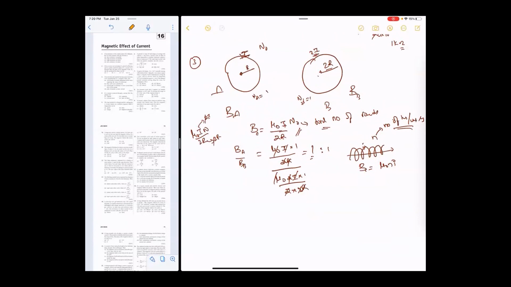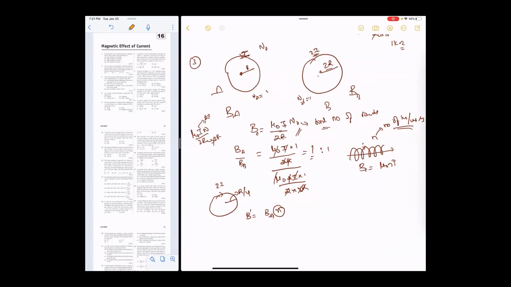Third one. Shall we do another question? Same lines. So next, instead of 2R and 2I and 2R, I will make the current 2I and the radius R by 4, not resistance. Radius R by 4. What is B dash in terms of BA? How many times? It is X times. What is the X value? Current got increased by 2 times, radius got decreased by 4 times.